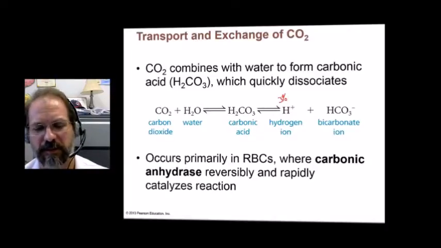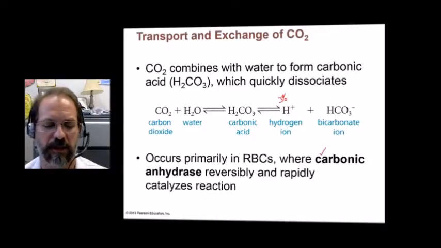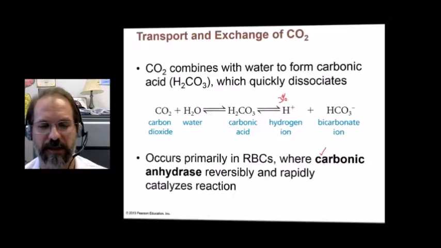So this by itself would be fairly slow. But there's an enzyme in the body. Actually, the fastest enzyme known in the human body is carbonic anhydrase. And carbonic anhydrase, and I'll just put Ca here, carbonic anhydrase catalyzes this reaction and speeds it up 1,000-fold.